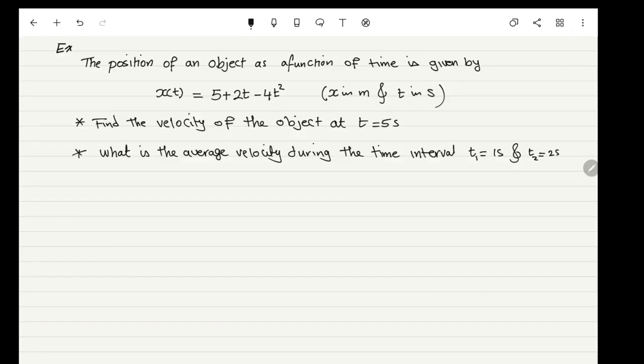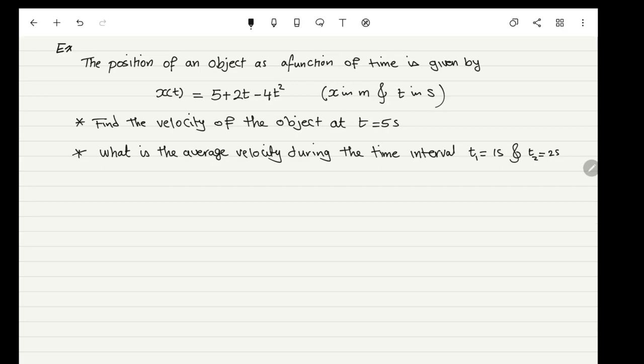Let's have another example. The position of an object as a function of time is given by this equation, x of t equals 5 plus 2t minus 4t squared, with x in meters and t in seconds. Find the velocity of the object at t equals 5 seconds. And what's the average velocity during the time interval t1 equals 1 second and t2 equals 2 seconds?